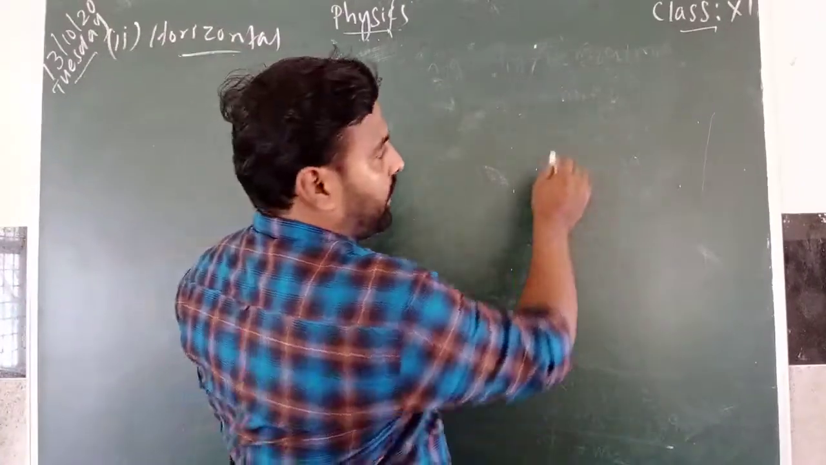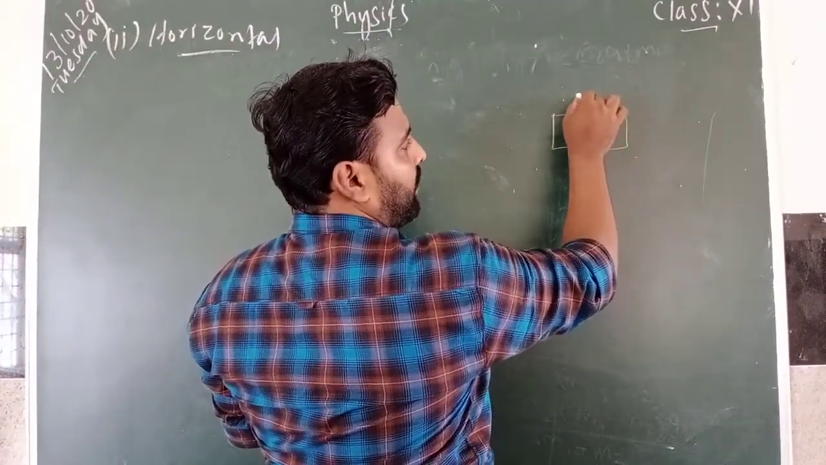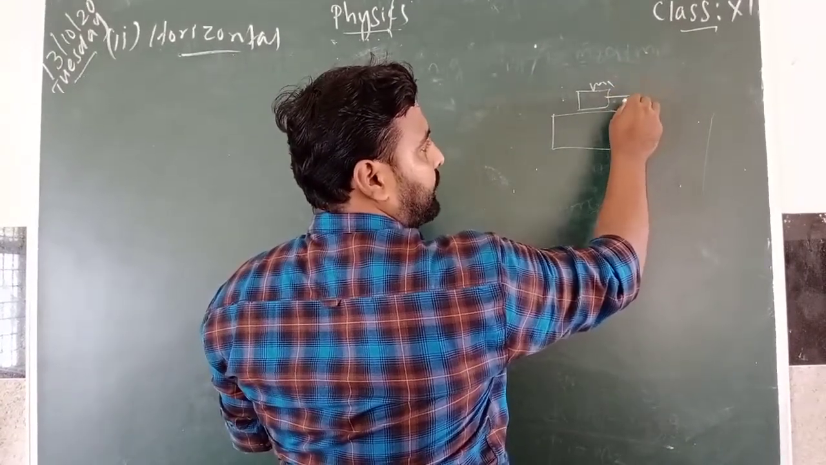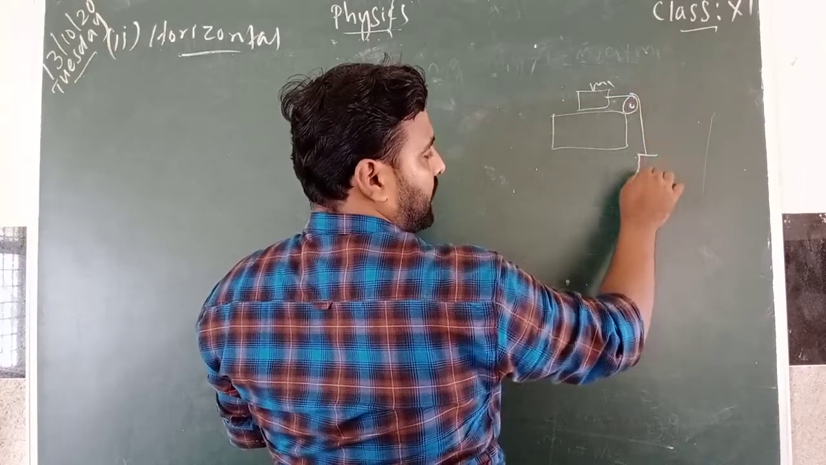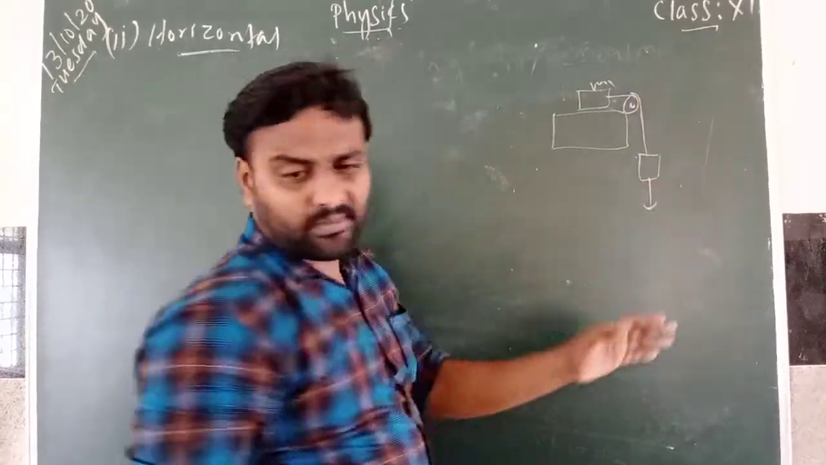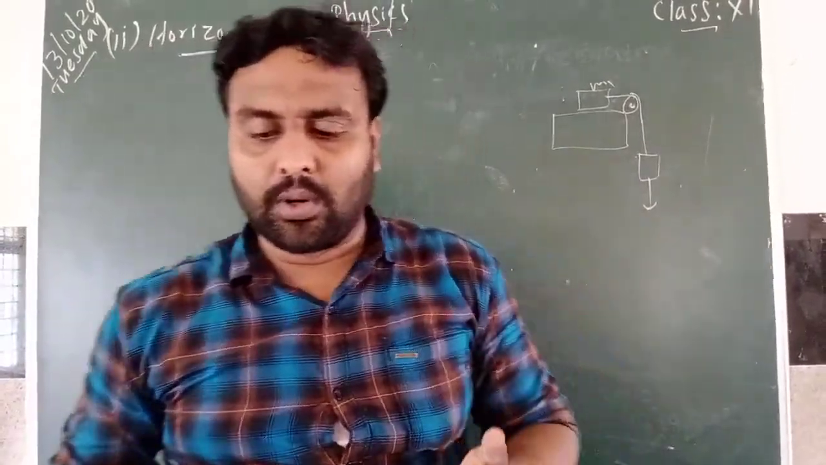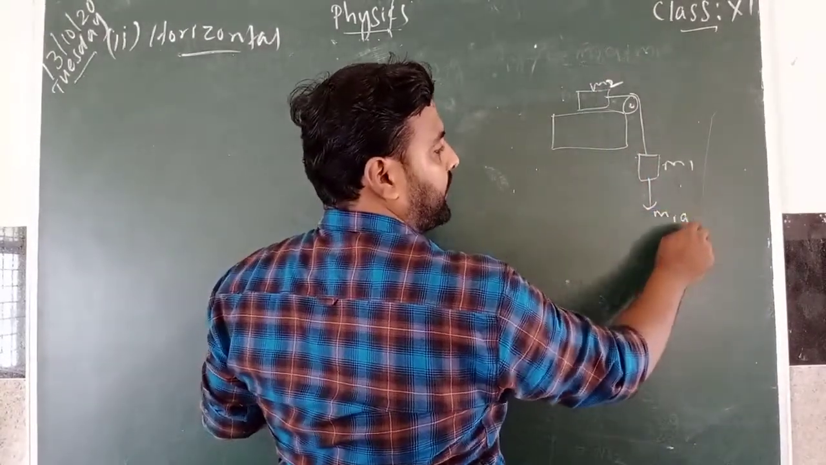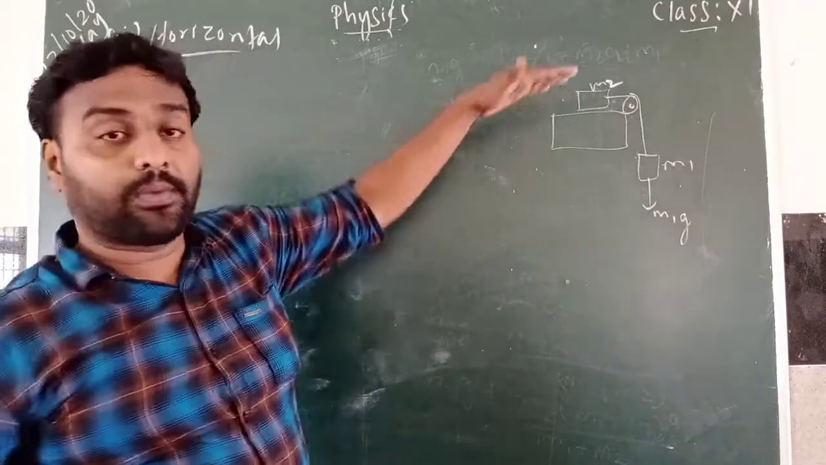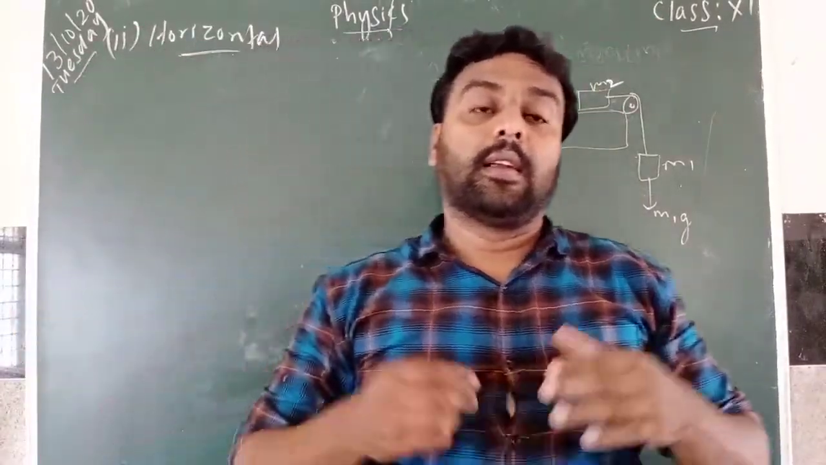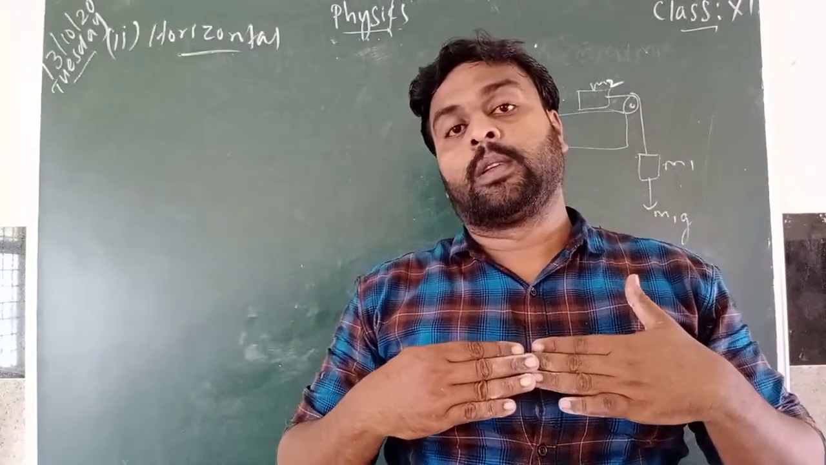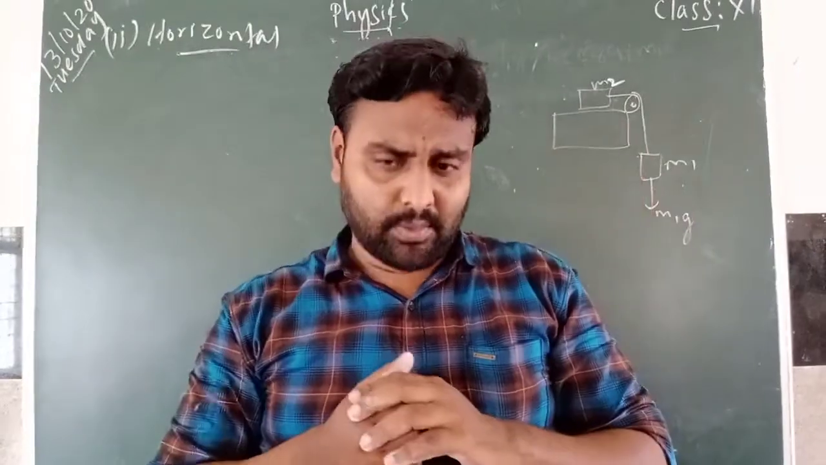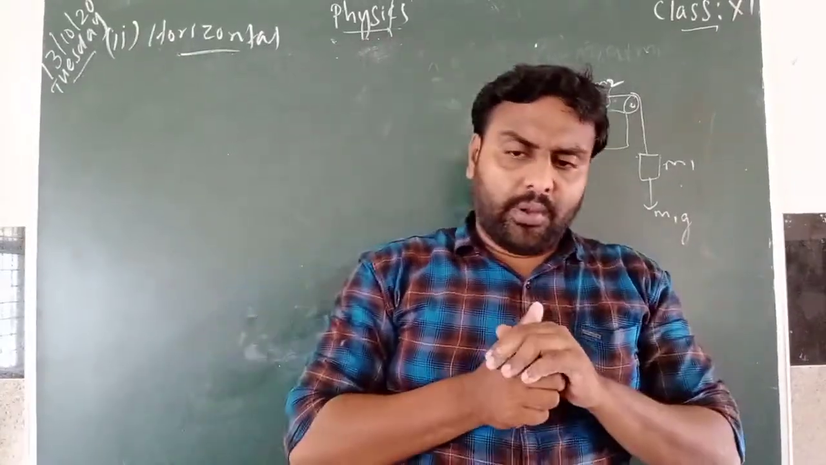For that, assume one table like this. On the table we keep our mass M1, tied with an inextensible string. Here is one pulley, and here is another mass. You can see a diagram like this on page number 127: mass M1, mass M2, and here M1G. This is two bodies connected in a horizontal plane, connected by an inextensible string and kept on a table.